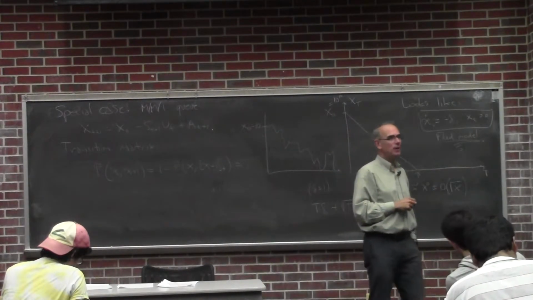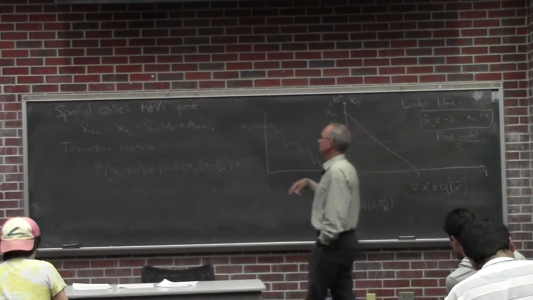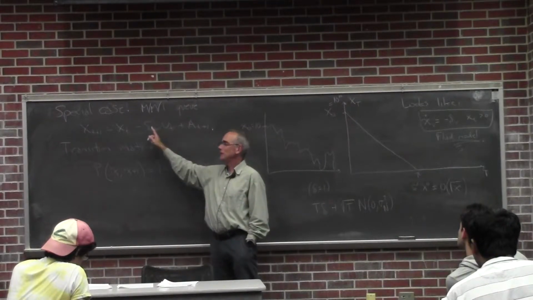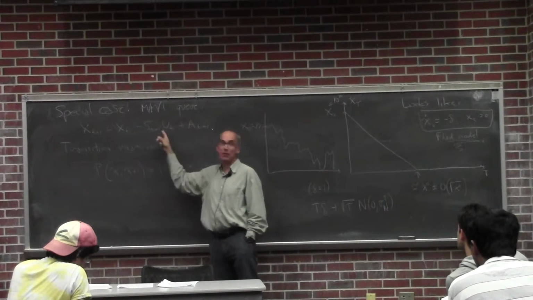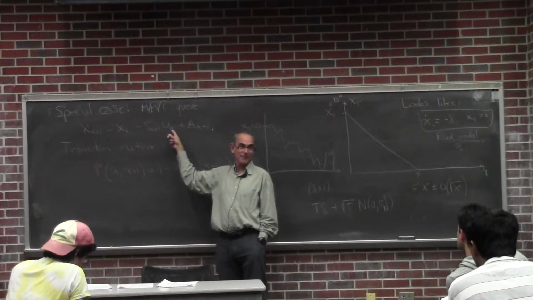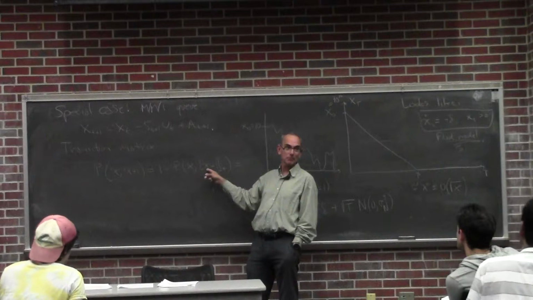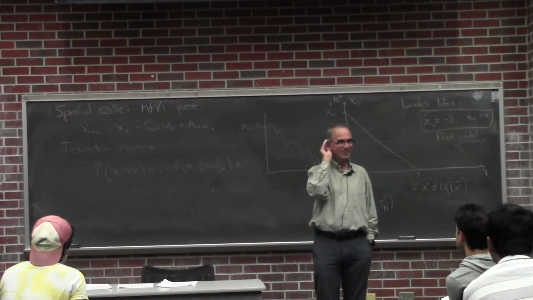So what's the probability of going up? Well, you only go up or down, all right? So you go up if that's 1, and you go down if that's 1. Unless the state is 0, in which case you can't go down. All right? So if x is 0, that'll be 0.